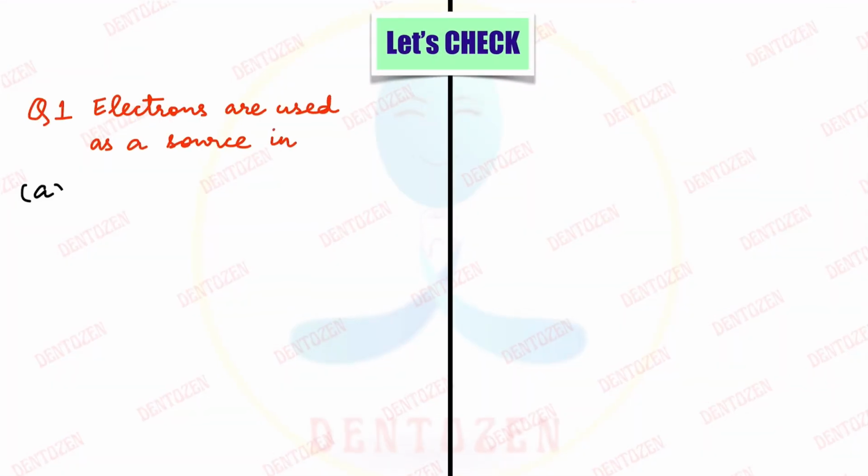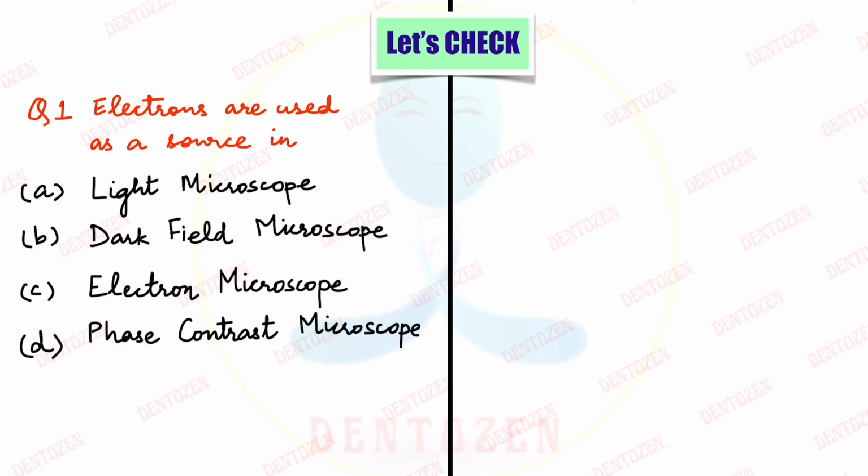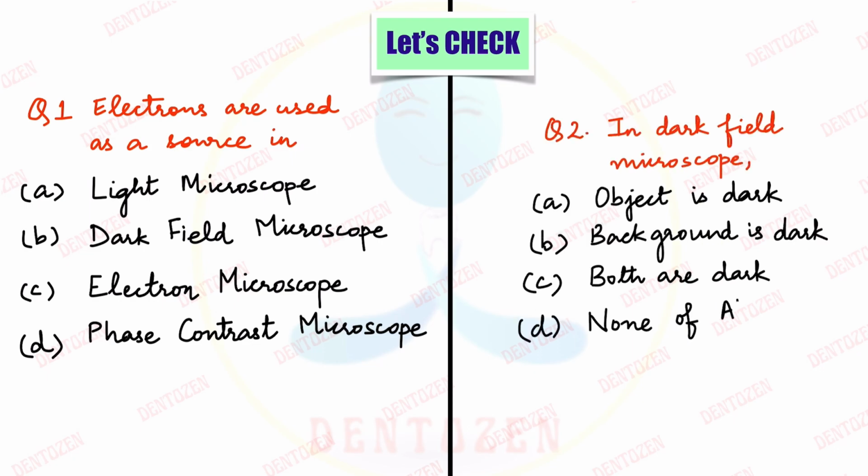Now let's check what you have learned. Electrons are used as the source of illumination in which microscope? Light, dark field, electron or phase contrast microscope. Second question, in dark field microscope, is the object dark, the background dark, both dark or none of the above?